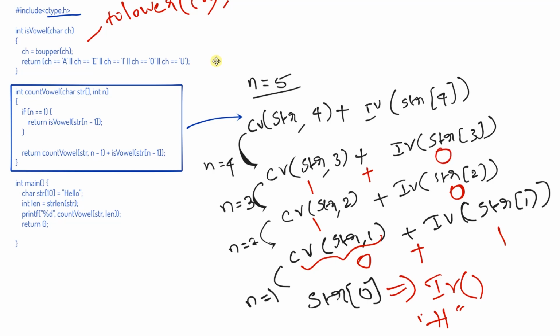1 plus 0 will be passed here, it is 1. Now while checking str of 4, O is a vowel, so it is 1 here. Now 1 plus 1 will be equal to 2. That final count will be returned here and it will be printed in %d. So we have two vowels, that is E and O.